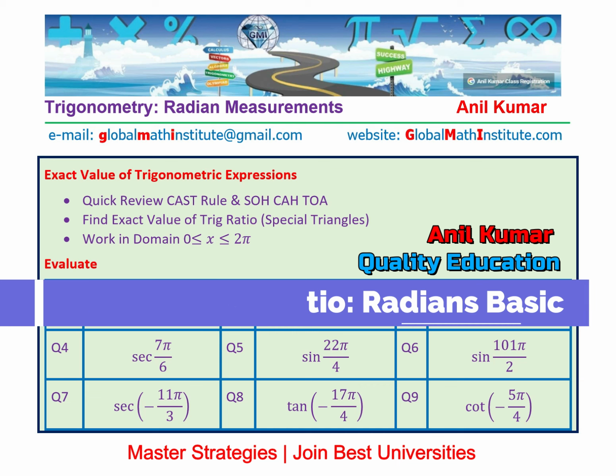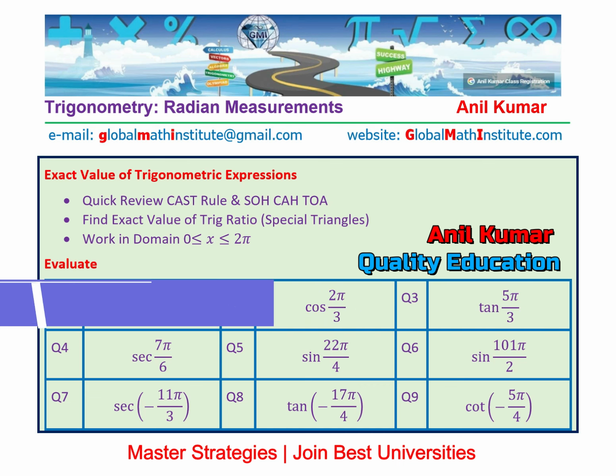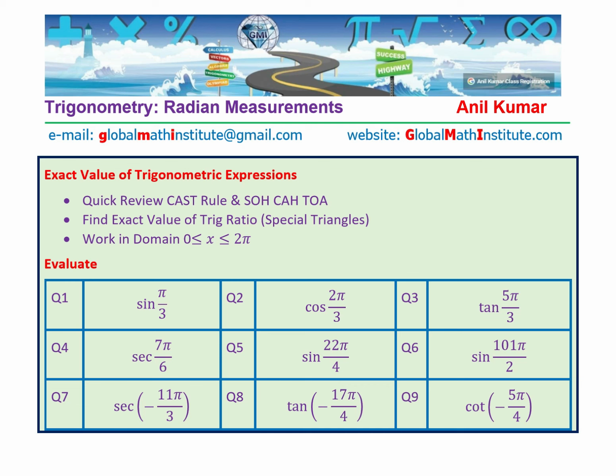We'll consider all the angles in radians in this particular video to evaluate simple trigonometric ratios. We'll begin with understanding, or rather reviewing, the CAST rule and the special triangles to answer the questions. Here are 9 questions for you to answer. You can pause the video, solve, and then look into my suggestions.